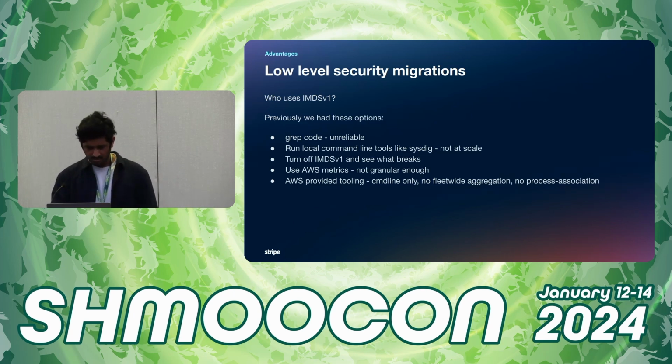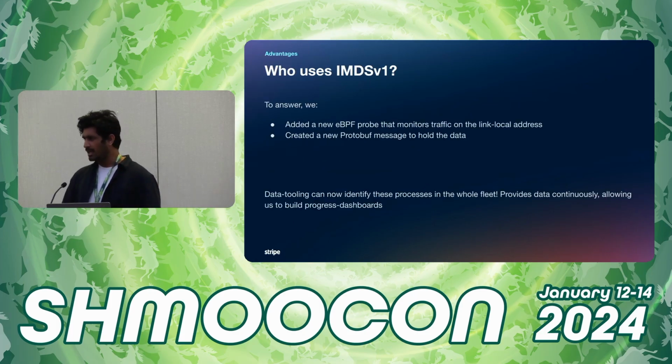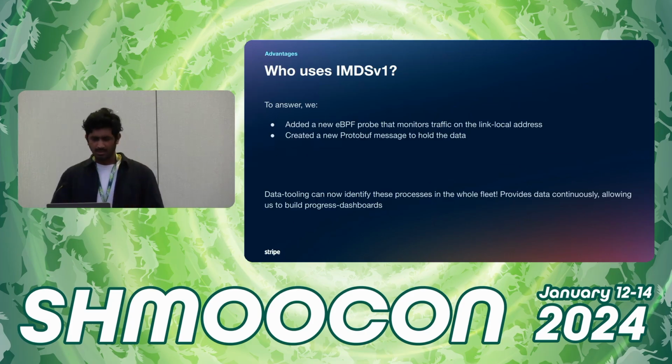As you might have guessed, for our solution we just had to add an eBPF probe that monitors traffic on the link-local address, converts it into a protobuf, just a bunch of strings, and ships it off to the collector. The volume was very low, as you can imagine, compared to something like a socket event or file event. And the best part, an additional advantage, is that it very naturally integrated with our data tooling. So you could draw graphs and see over time how the usage is reducing. It was just a real win-win outcome.